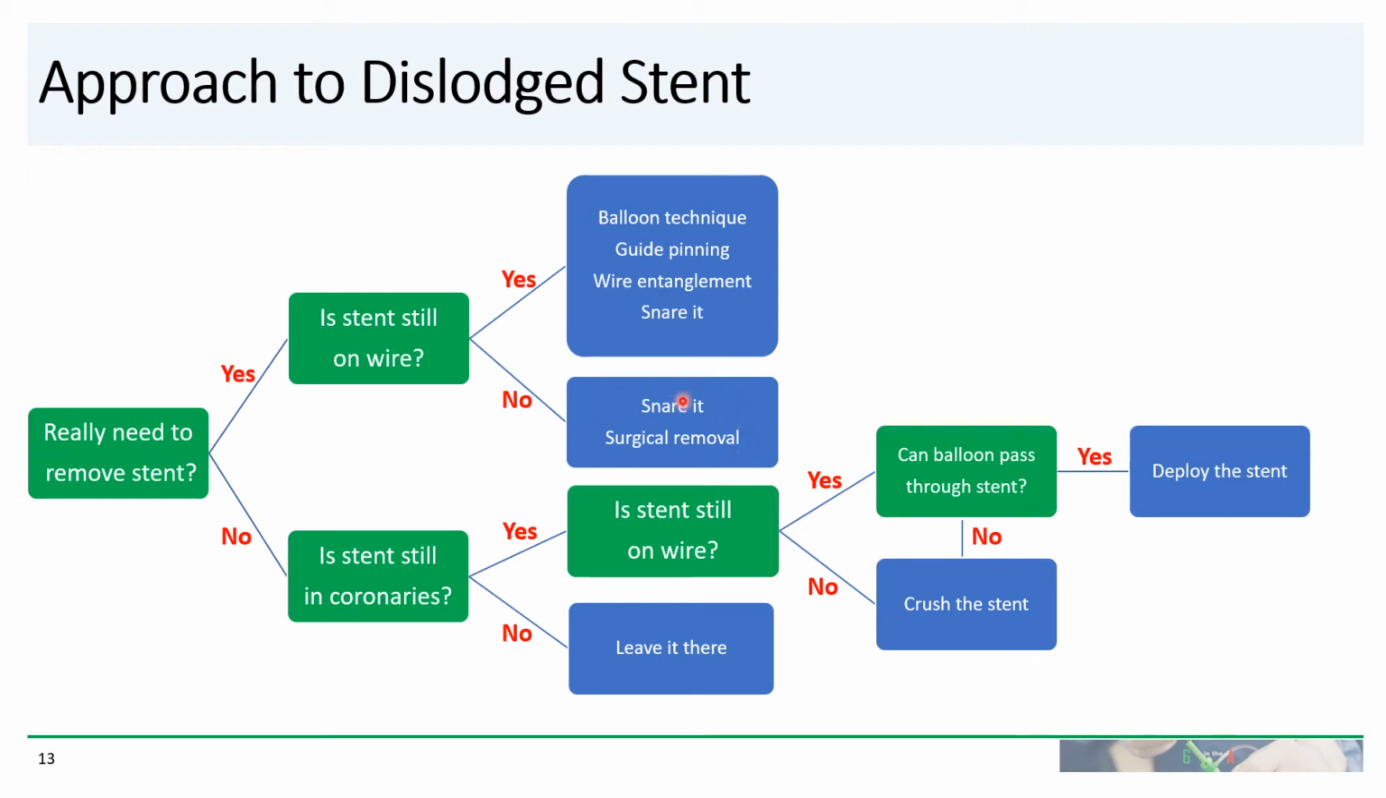or for surgical removal. If you decide that you don't have to remove the stent, then you ask yourself whether the stent is in the coronaries or whether it's in the peripheral artery. If it's in the peripheral artery, most of the time you can actually just leave it there. If the stent is in the coronary and you decide that you don't have to remove it, then you ask yourself again whether the stent is still on the wire. If you have wire access, then you ask yourself whether you can pass a balloon through the stent. If you can, well, then you just deploy the stent. If you cannot get a balloon across, or if you've lost wire access, then your option is to crush the stent.